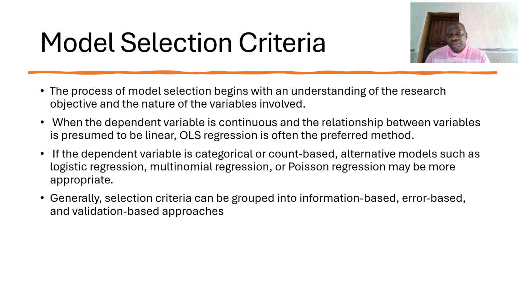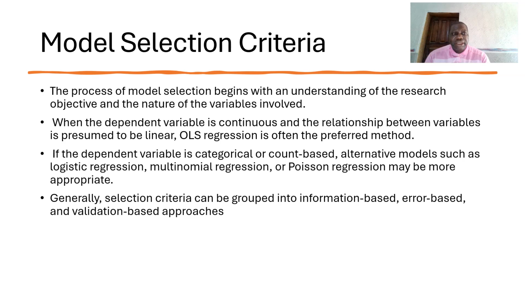But if our dependent variable is categorical or count-based, then we try alternative models because if you run ordinary least squares, we end up having biased estimates. So we will rely on discrete choice models, which we are going to begin to consider, God willing, by September. So we'll be looking at some models: logistic, multinomial, Poisson, all sorts of things.